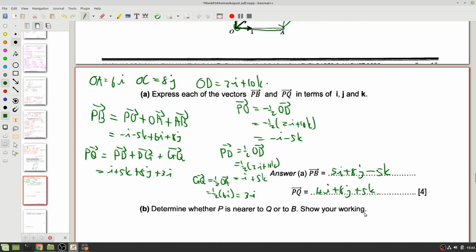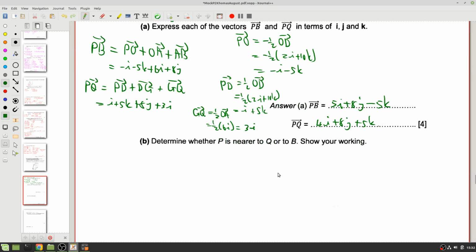Nice. Okay, all done. Now they ask us in the second question, question B, determine whether P is nearer to Q or nearer to B. So what we can do is find the length of PQ and the length of PB and just check which one is the shortest. That'll be the nearer one. So we're going to compare the magnitude of PQ with the magnitude of PB. And remember our little arrows.